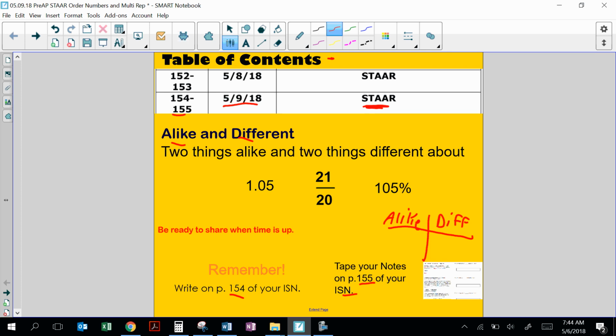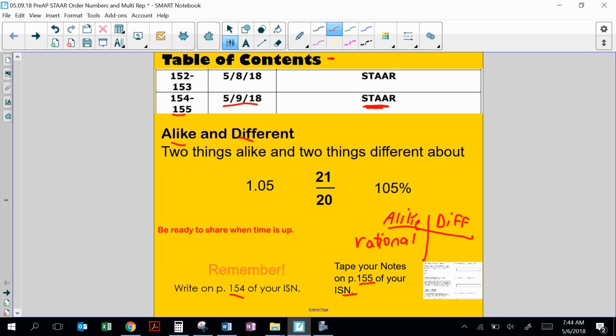Welcome back. So we have three numbers right here. So these are the answers I was looking for. We have 1 and 5 hundredths, 21 over 20, and 105%. These are all called rational numbers. If you forgot, take out your green study guide. It's actually on the very, very first page.